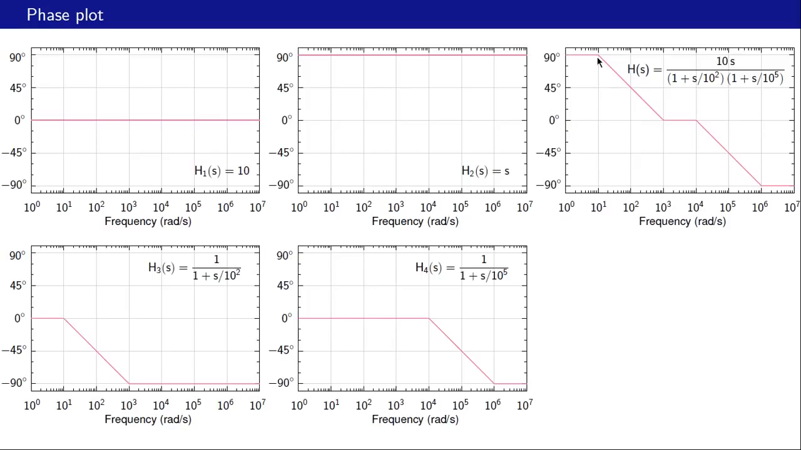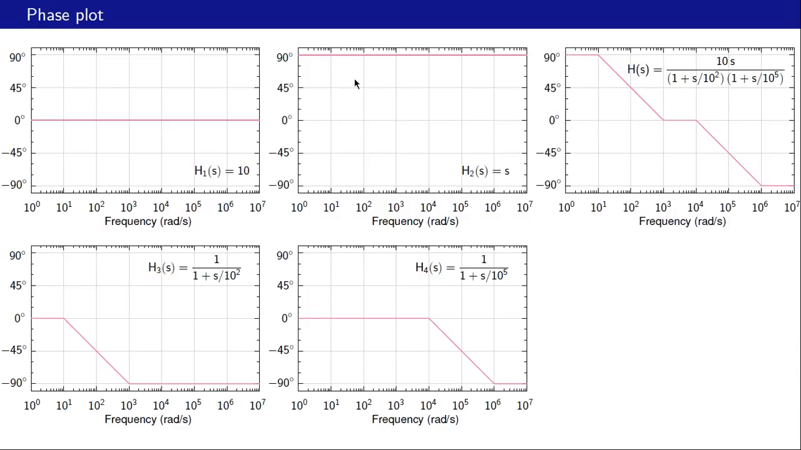What about the next corner point? That comes from this plot, again 10 raised to 3 radians per second. This is still far away, and now we need to focus our attention in this range between 10 raised to 1 and 10 raised to 3.